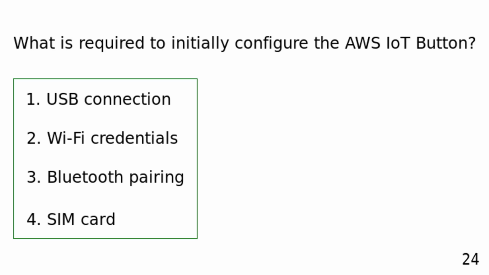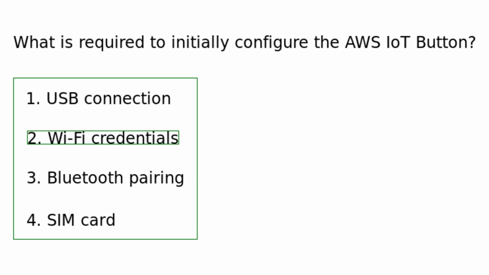What is required to initially configure the AWS IoT Button? USB connection. Wi-Fi credentials. Bluetooth pairing. SIM card. The AWS IoT Button needs Wi-Fi credentials for initial configuration to connect to the Internet.